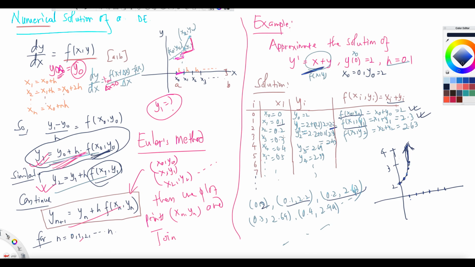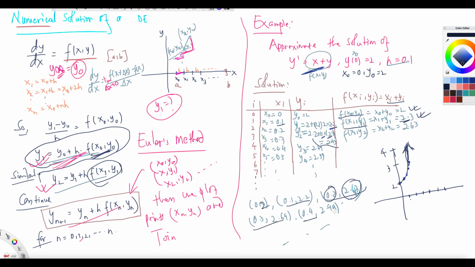And then let's find x2. When i equals 2, you will get x2 is 0.2, because x2 is x1 plus h: x1 is 0.1 plus h gives 0.2. Now to find y2, the formula is y1 plus h times f of x1, y1. y1 is 2.2 plus 0.1, which is h, times f of x1, y1, which is 2.3. I did that, and I will get 2.43. Okay, so at 0.2, y2 will be 2.43, and so on.